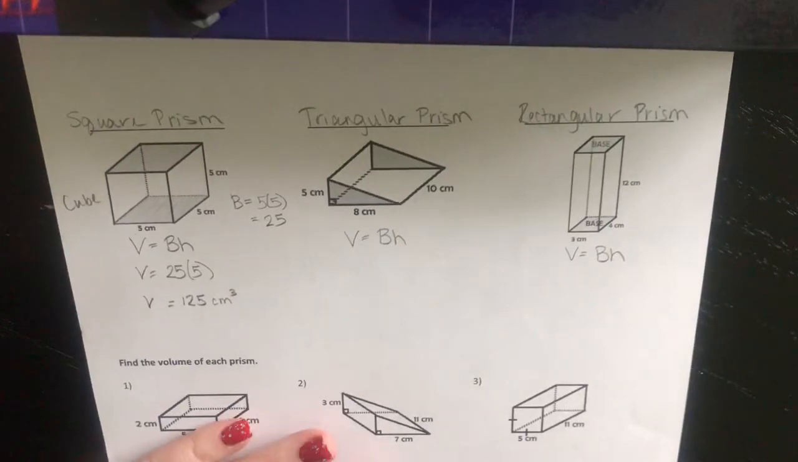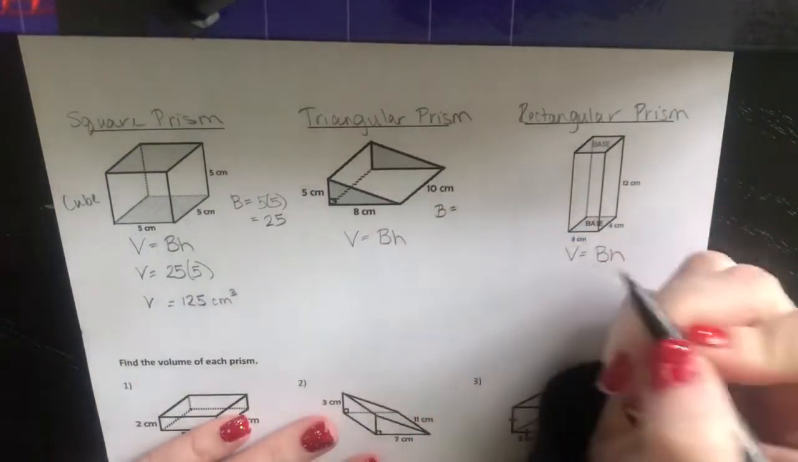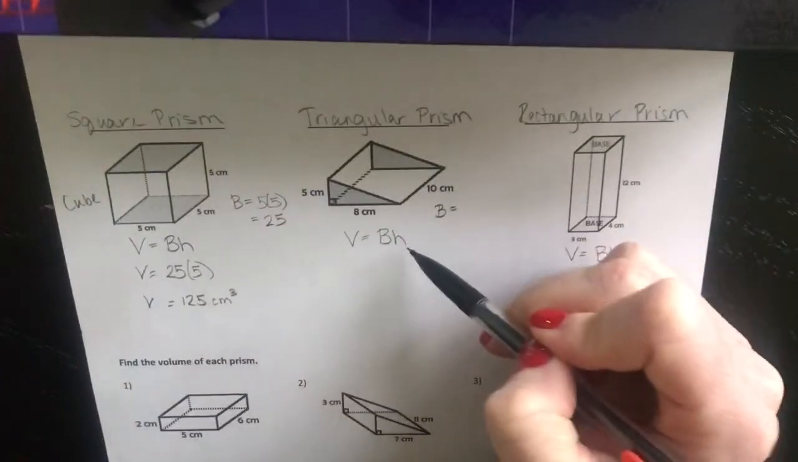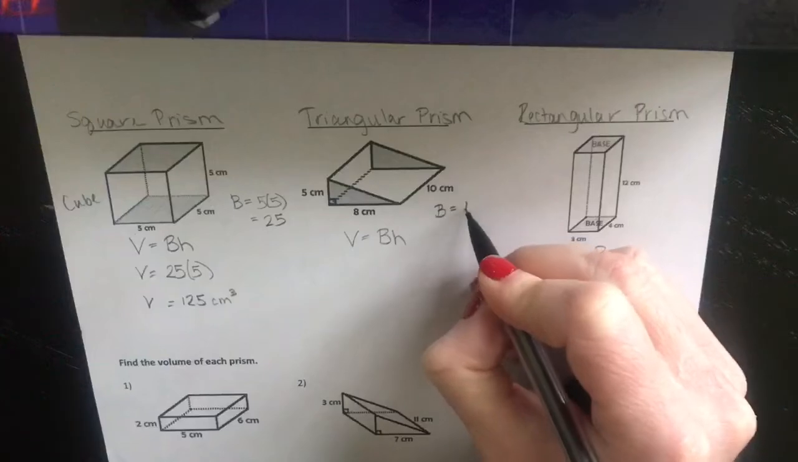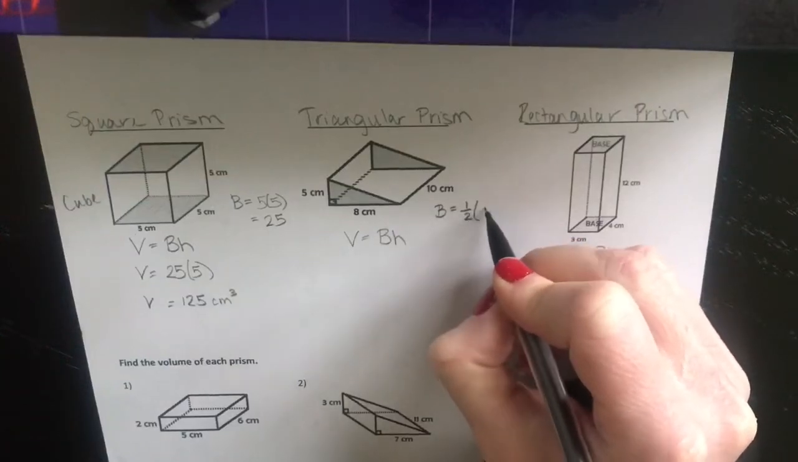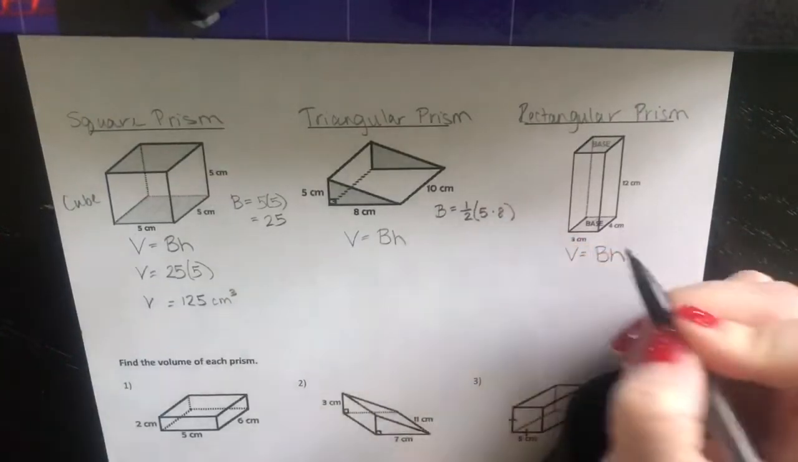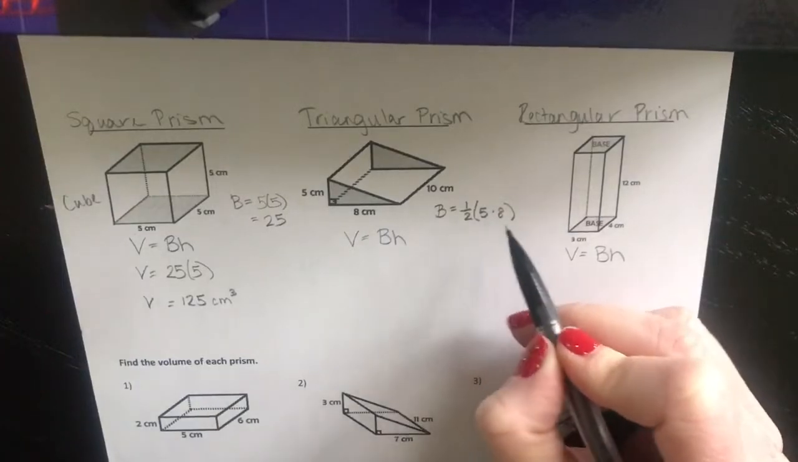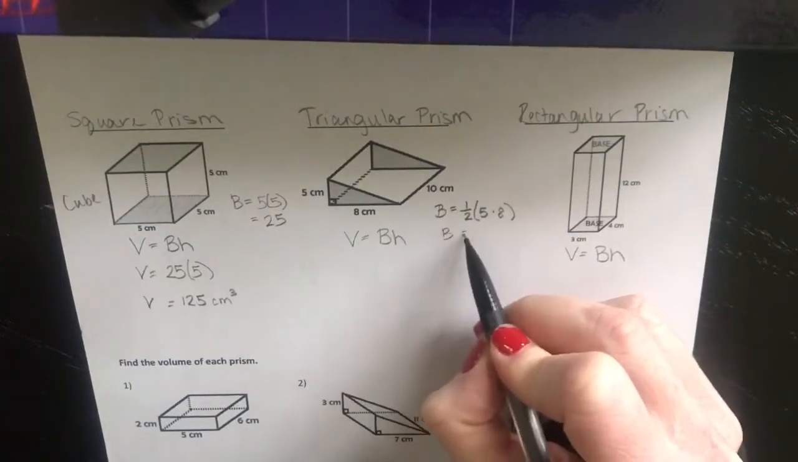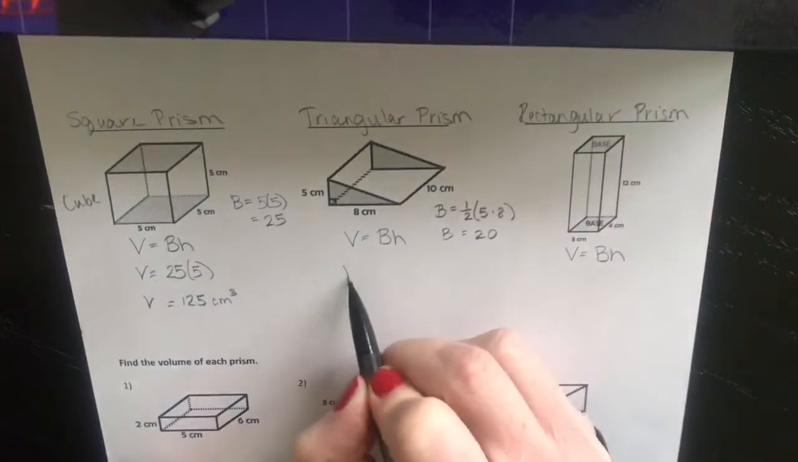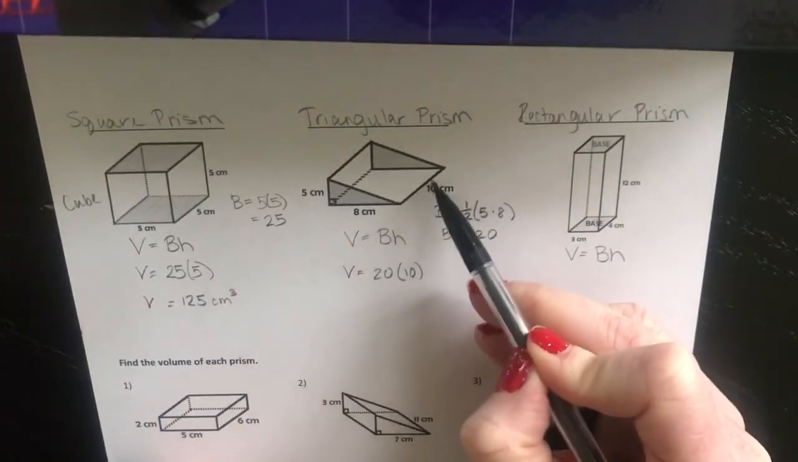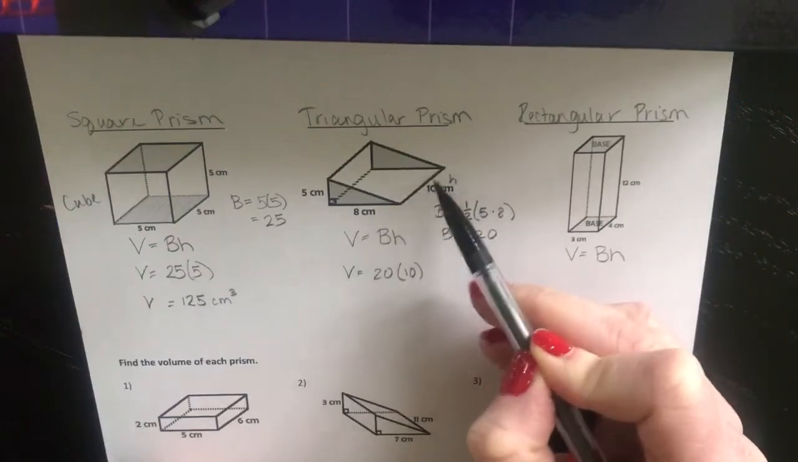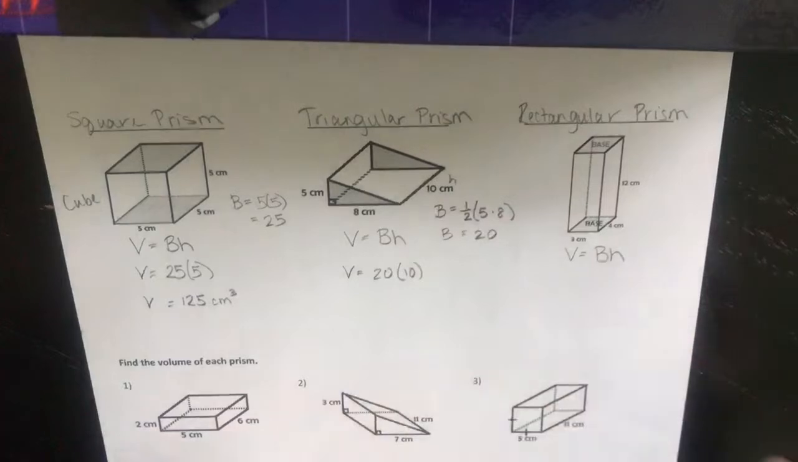Okay, so a triangular prism, the volume is BH. The base is the area of the triangle, and a triangle area is 1/2 base times height. So it would be 1/2 of 5 times 8. In this case, it would be equal to 20. So the volume is 20 times the height, which is 10. Again, the height is the line that connects the two bases together. So that's the height, okay?